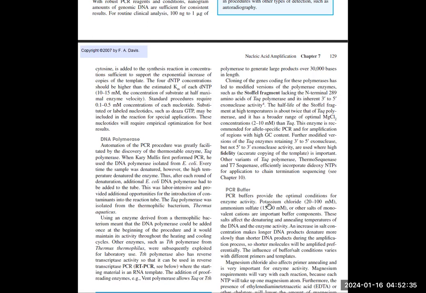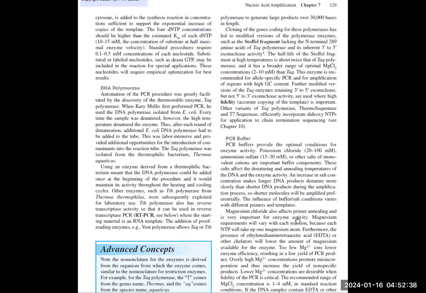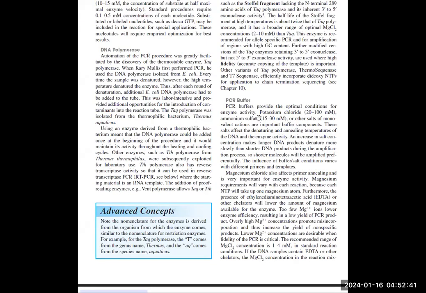So much for that, let's go to our PCR buffers. PCR buffers give optimal conditions for enzyme activity. So we have potassium chloride and we also have our magnesium chloride. See? So magnesium chloride, guys, is an important component, and it's a good buffering component. And these are present as salts and they affect the denaturation and annealing temperatures of the DNA and the enzyme activity. So an increase in salt concentration makes longer DNA products denature more slowly.